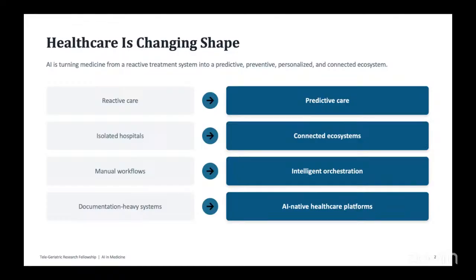So keep these four shifts in mind: the reactive care, isolated hospitals, manual workflows, and documentation-heavy work, and how AI assists us with all of this, because I will show you specifically for each one of them how AI can help us.